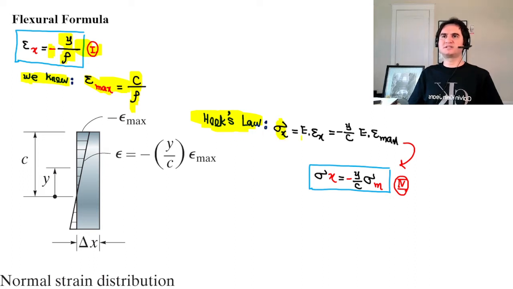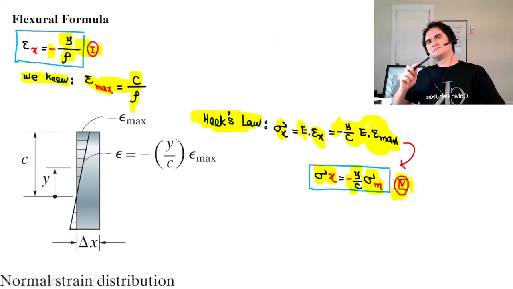Hooke's law says sigma x is the modulus of elasticity times epsilon x. So if you replace that with sigma x, it just gives you negative y over c times sigma maximum, and E times epsilon is just sigma maximum, and that's our force equation.